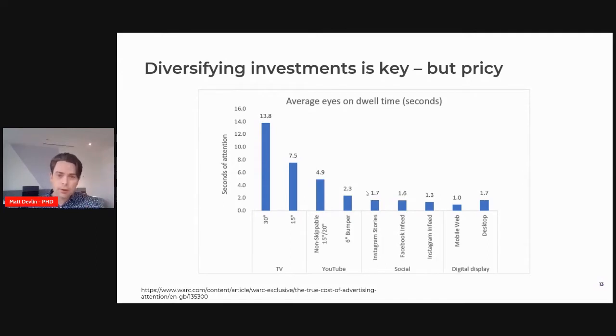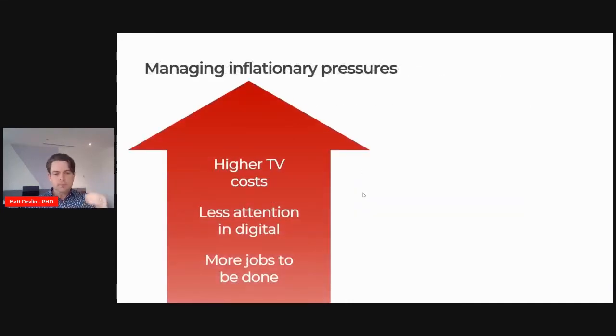And so there's another layer of inflation going on here, which is an increased cost as you diversify your investment across these different channels, of the sort of unit cost of gaining some attention. So what we are seeing is that marketers are managing some significant inflationary pressures, whether you're fully aware of them or not. You've got higher TV costs, you've got a higher price of attention in digital.